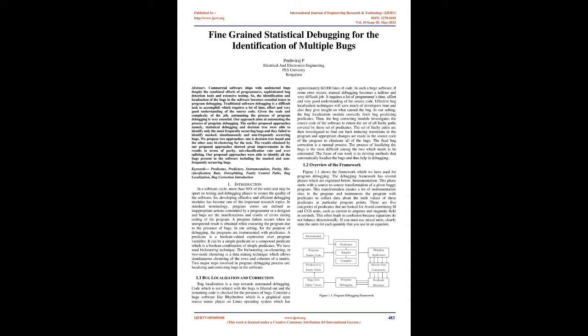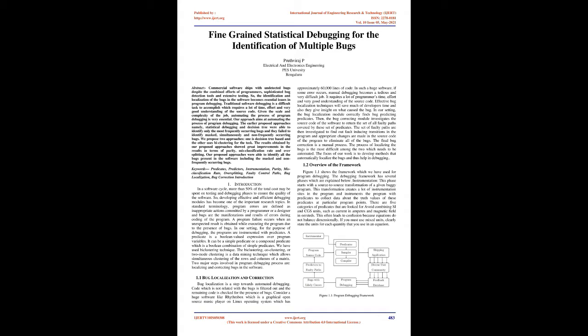The earlier proposed approaches, namely statistical debugging and decision tree, were able to identify only the most frequently occurring bugs, and they failed to identify masked, simultaneously and non-frequently occurring bugs. We propose two approaches, one is decision tree based and the other uses bi-clustering for the task.